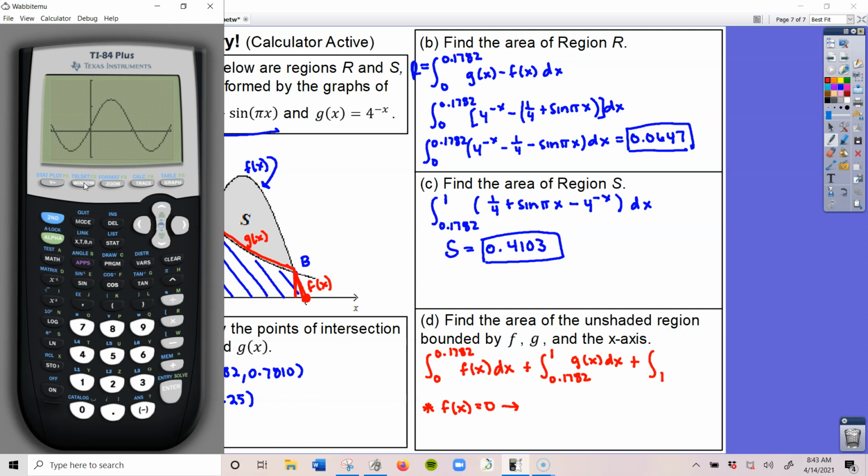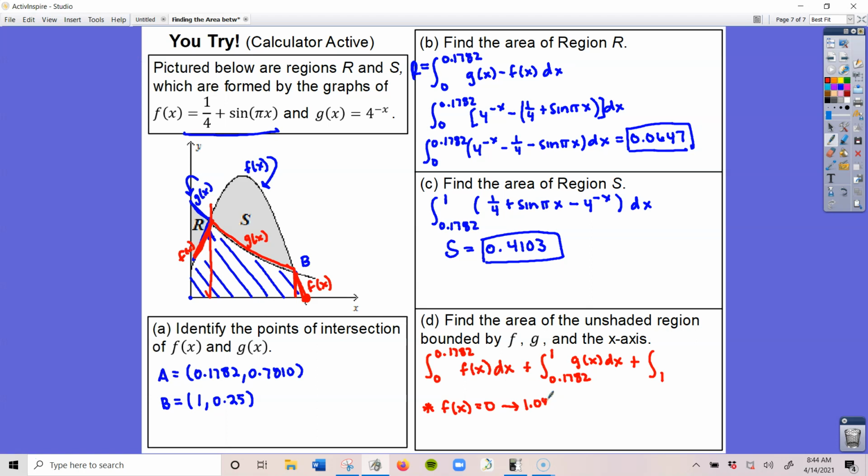So again, I need this x value here. So I'm going to go to second calc, option 2 for zero. I'm going to go to the left and then to the right. And I get 1.080, and I think I saw a 4. Yeah. So this is going to be 1.0804, and then our function here, which is f of x dx.